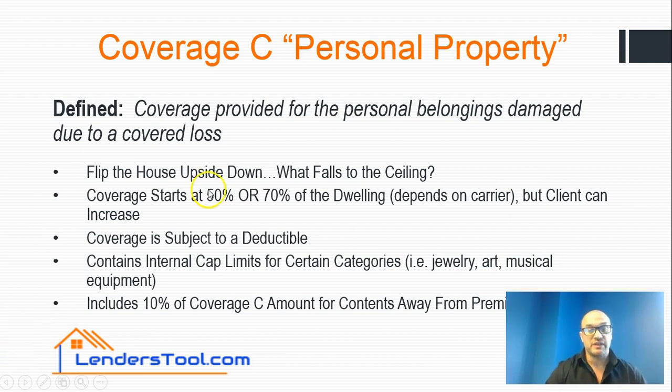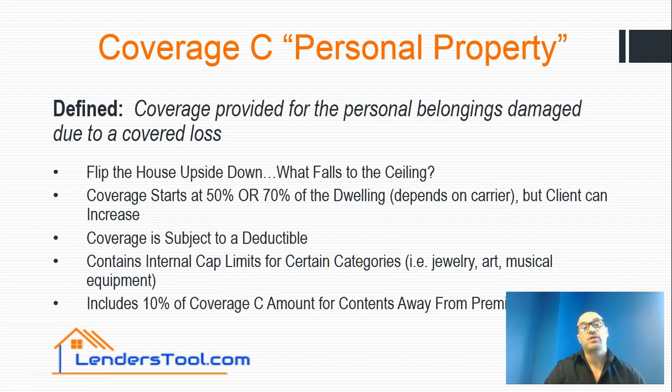So you'll see that depending on the insurance carrier, it is going to start with coverage of 50 or 70% of the dwelling amount. So again, if you've got a $400,000 house, if you have 50% of that, you may have $200,000 for your contents coverage, going up for 70%, things of that nature. And you can increase that coverage. So coverage is going to be subject to the deductible, and it contains an internal cap limit for certain categories.